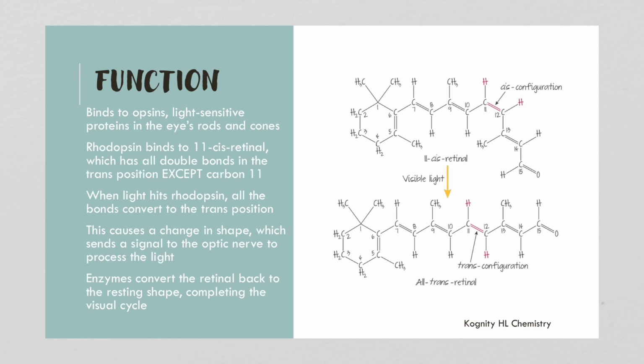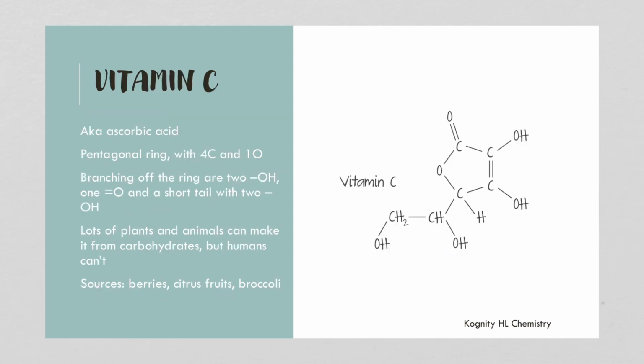And then there are enzymes to convert the retinol back to the resting shape, which completes what's known as the visual cycle. So this is literally how we see. So there's actually a shift in shape of this molecule, which then sends information to our optic nerve, which helps us to process the light and interpret it as something that we see.